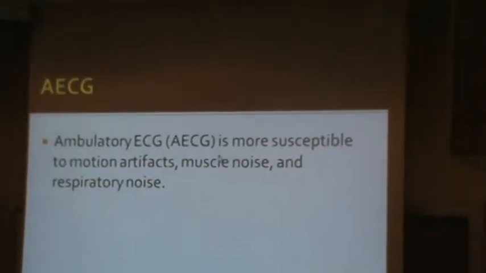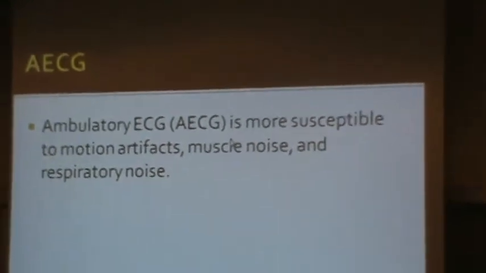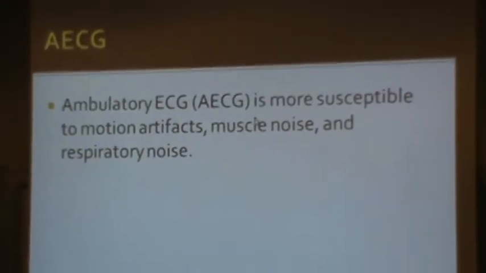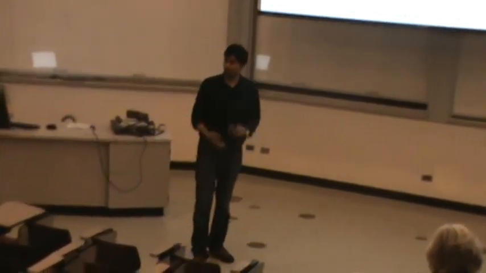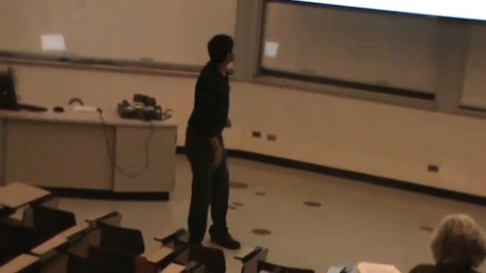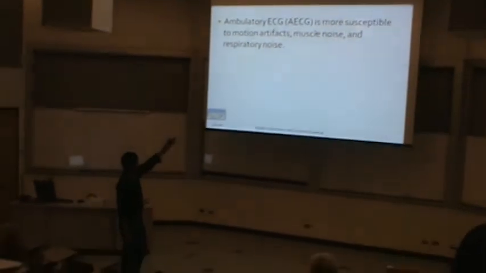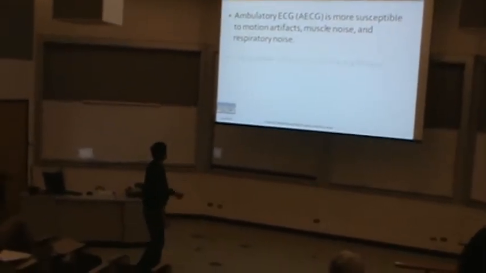Right. Now, what are the challenges? Compared to clinical ECG, ambulatory ECG is more susceptible to noise. It's very obvious. He's moving on, carrying out his daily activities. Since he's moving, there's a lot of noise that corrupts your ECG. What kind of noise? Motion artifacts, muscle noise, and respiratory noise.